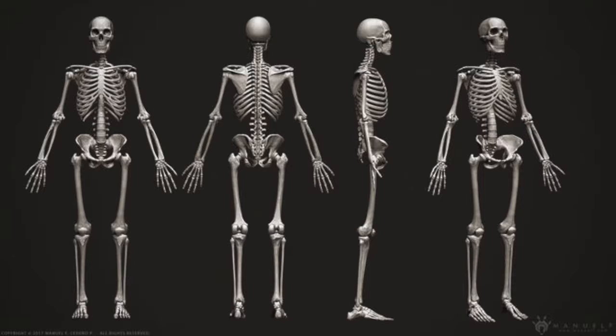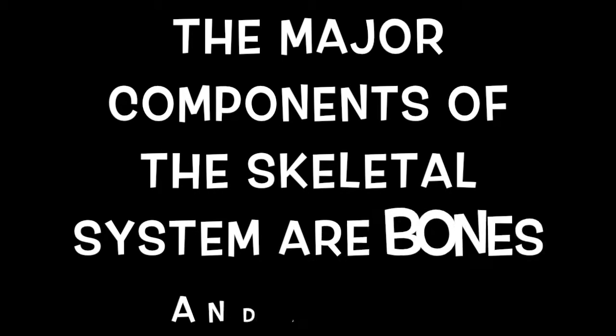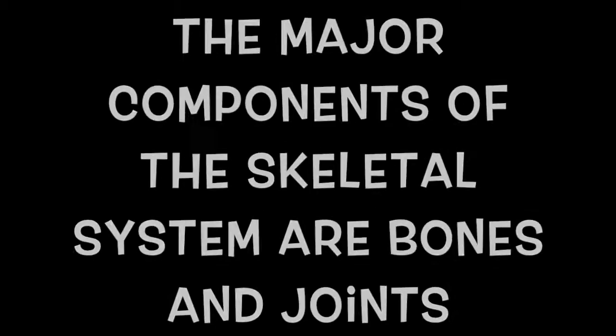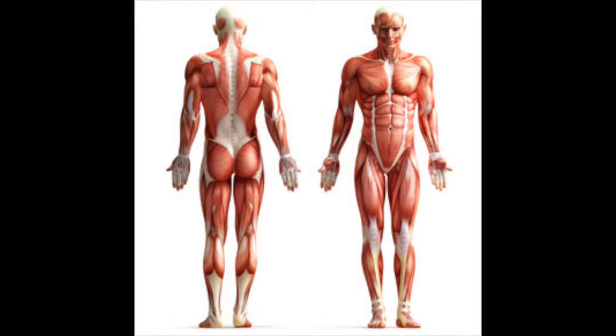The skeletal system's main roles are to provide support for the entire body, enable movement of the body, and protect vital organs. The major components of the skeletal system are bones and joints. The skeletal system has 6 main functions that include support, attachment, movement, protection, blood cell production, and storage. With this, the 2 major components of the skeletal system are bones and the joints.